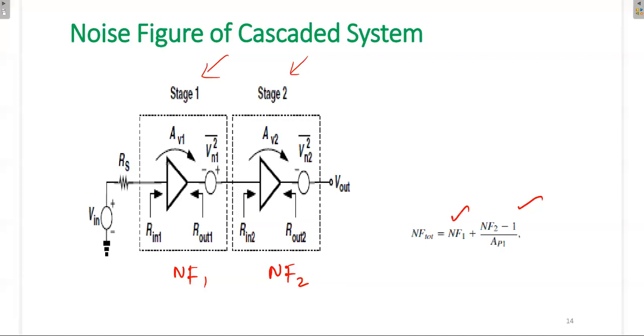AP1 means gain of the stage 1. The same thing can be extended if there are three systems, that is NF3 minus 1 divided by AP1, then AP2, the power gain of two stages. So similarly, this formula can be extended. Then quickly, we'll see one concept here.